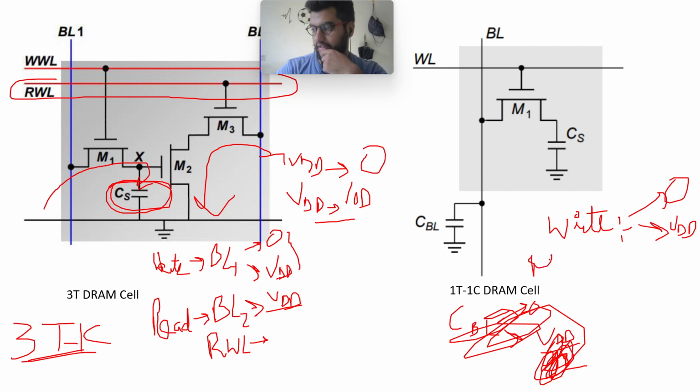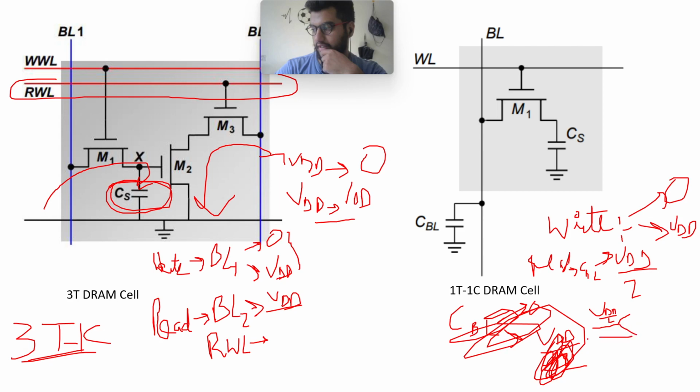Now for read, we will precharge CBL to VDD by 2, and we will assert the word line high. Once we assert the word line high, charge distribution will take place. Either this will go up if this was 1, or this will go down if this was 0. So with the bit line at VDD by 2, during the read operation the charge on the bit line will slightly increase, and this will slightly decrease.